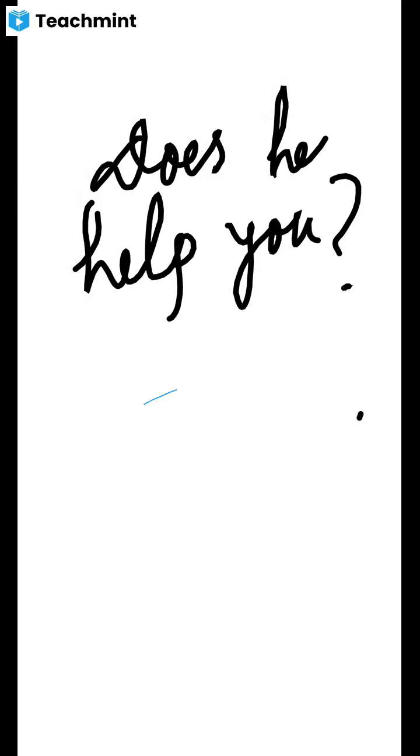And also, if this question, does he help you, is asked to anyone, we may answer it with yes or no. We can say yes and then complete the answer, but only yes or no can also be the answer given. So this is called a yes no question. Is it clear? Am I clear to all of you? Have you got the point?